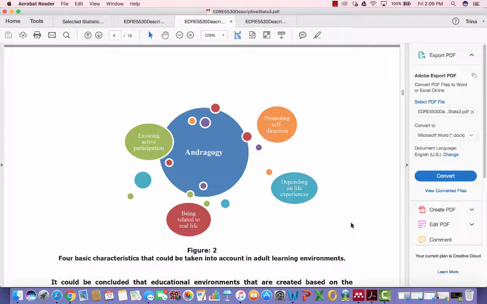And there that is andragogy, or adult learning, and then all the different characteristics that could be taken into account. And these two figures, I think, illustrate ways of thinking about concepts. They're a visual representation. They're supported by data, but they don't necessarily include numerical information. It's more of a relationship of the concepts. These are pretty common in qualitative inquiry.